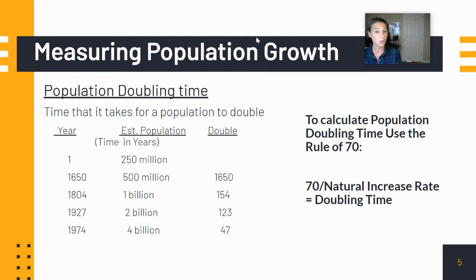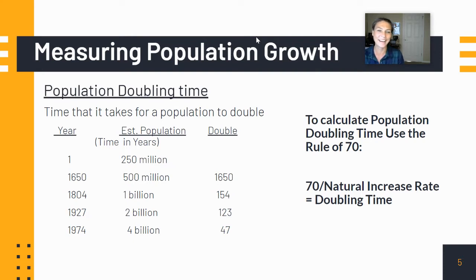The faster the amount of time it takes for a population to double, the faster the population is growing. I think I said that right. If I didn't, I think you guys get the gist.